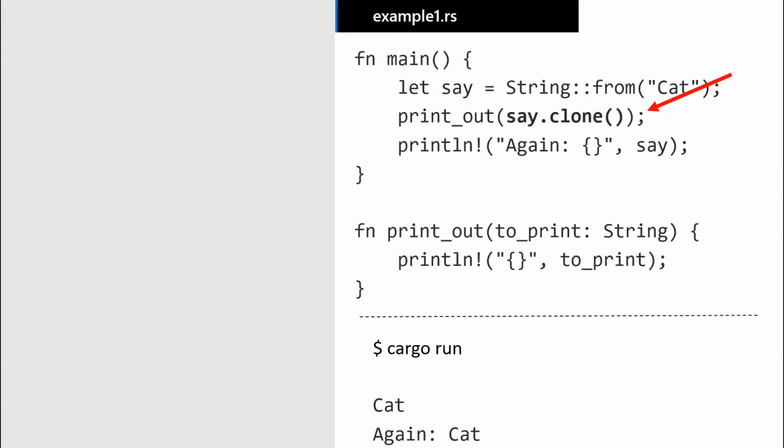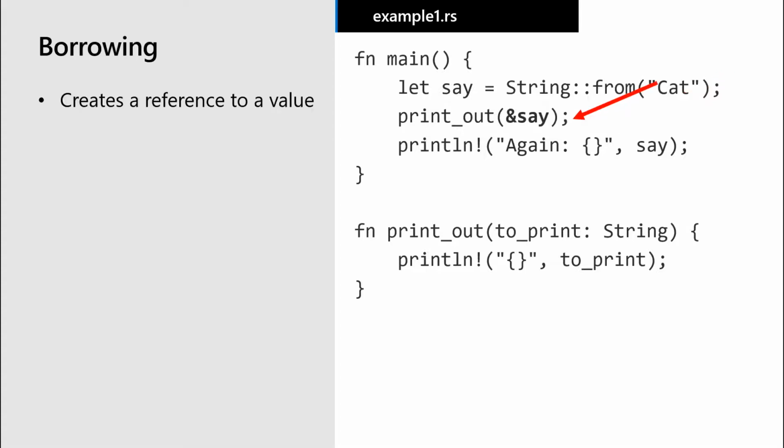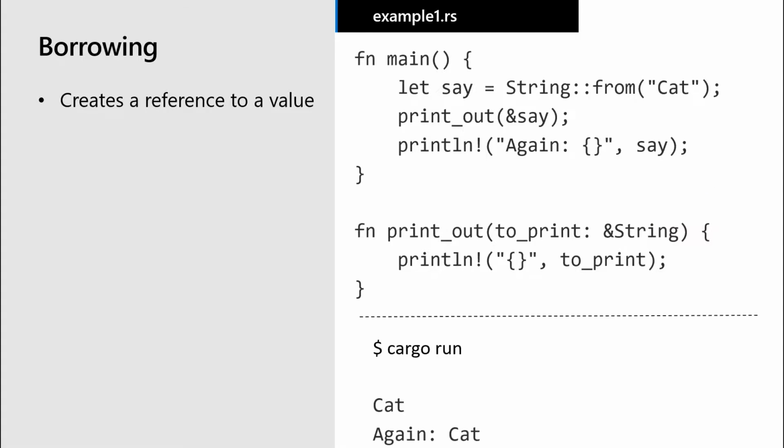Borrowing a variable creates a reference to the value of that variable. It does not transfer ownership, nor does it make a new copy of the value on the heap. We create a reference to a variable by putting an ampersand in front of it. And in order to pass a reference to a variable to a function, we need to modify the printout function to take a reference to a string rather than a string itself. And now the code works.